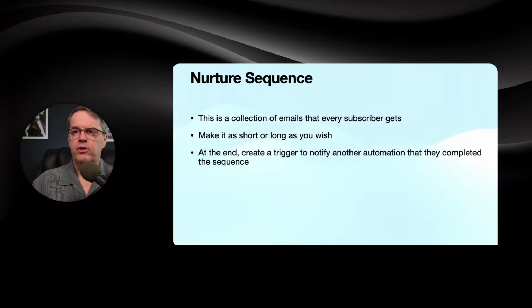And at the end, you can create a trigger to notify another automation that they completed a sequence. Here's why you may want to do that. Maybe after they finish one sequence, you want that trigger to start another sequence. So the trigger starts a workflow, the workflow adds them to another sequence. You add some history that says completed sequence 1, started sequence 2. And that way you kind of have atomic automations.